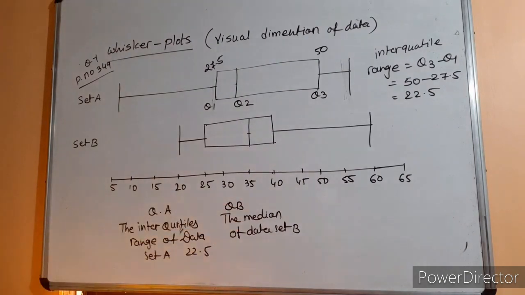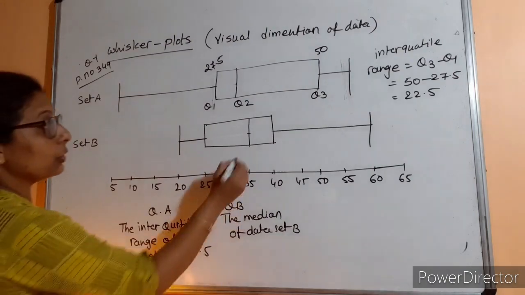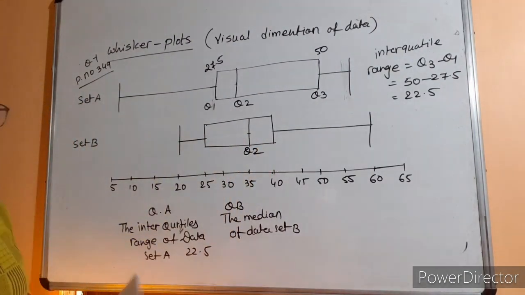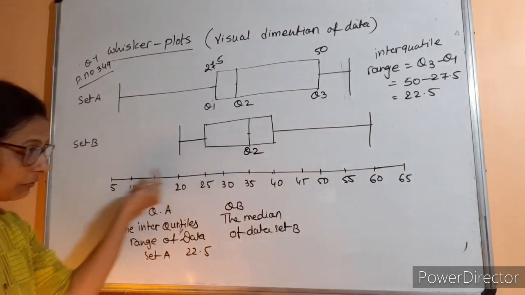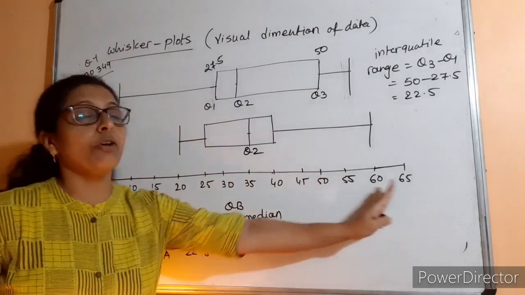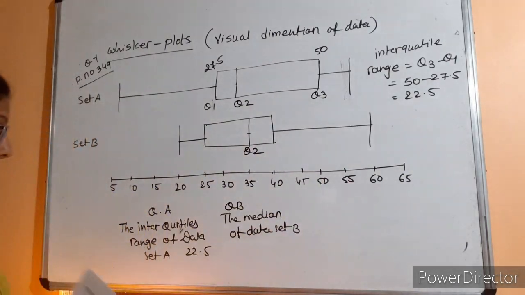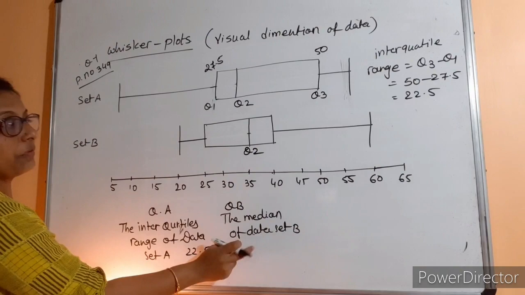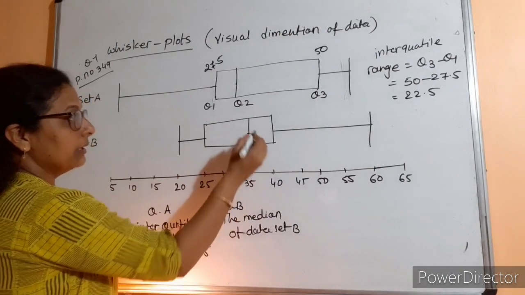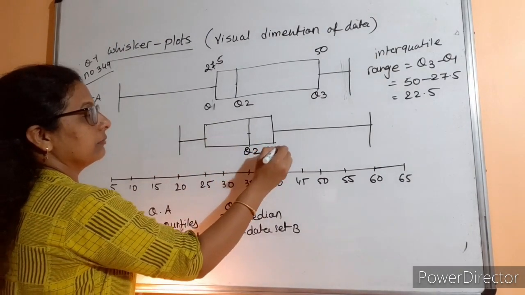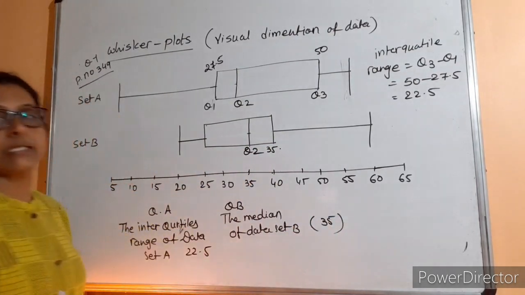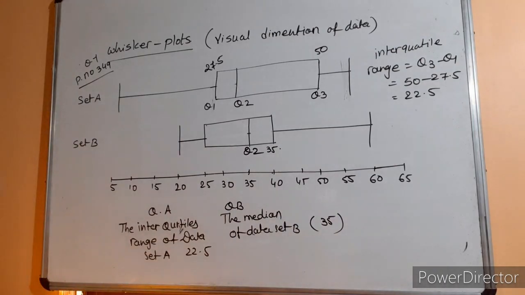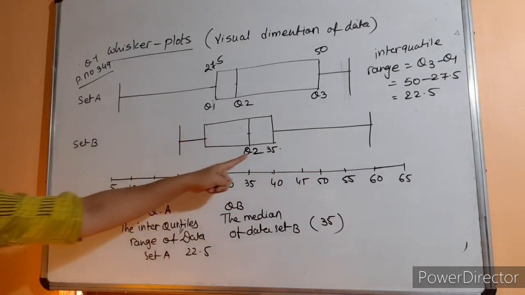Now here, the median of the data set. Now you know that the median of the data set is Q2. Because Q2 is the median of the data set, Q1 is the median of the lower half and Q3 is the median of the higher half of the data set. So here Q2 is the median of the data set. And what is this here? It is 35. So the median of data set B is 35. We got it. Whatever value we want here, that only we write.